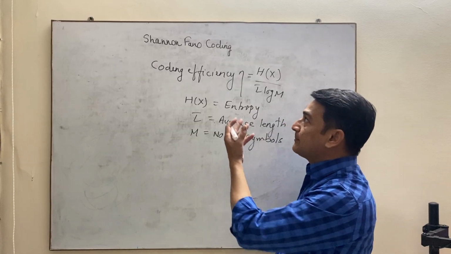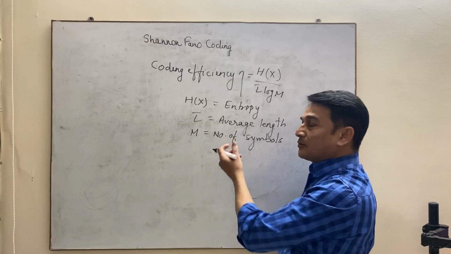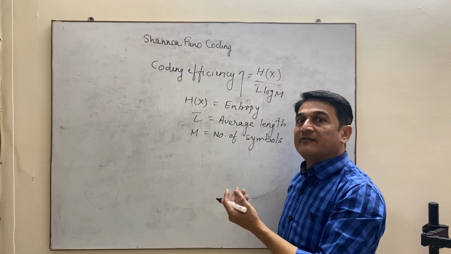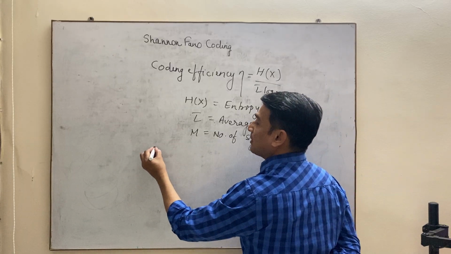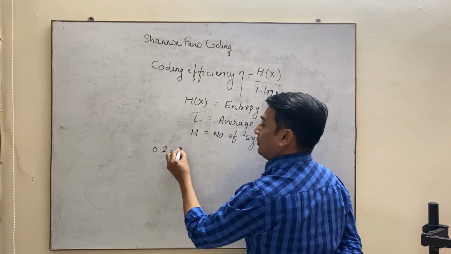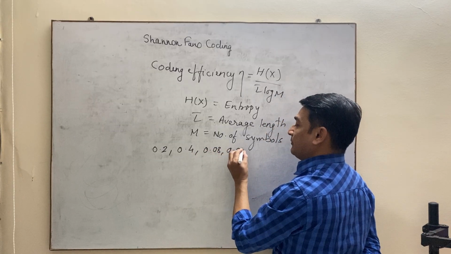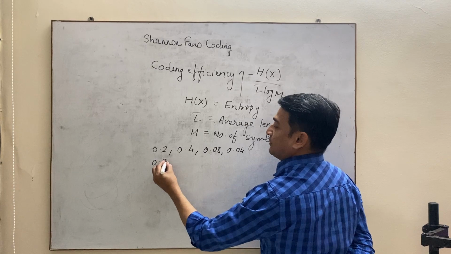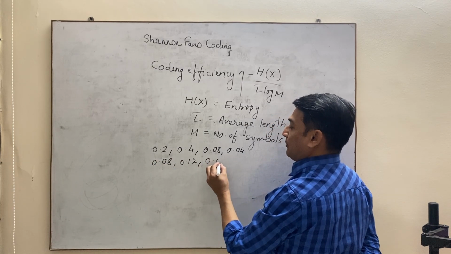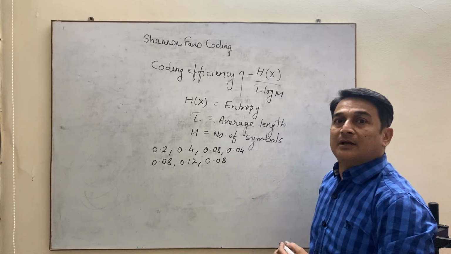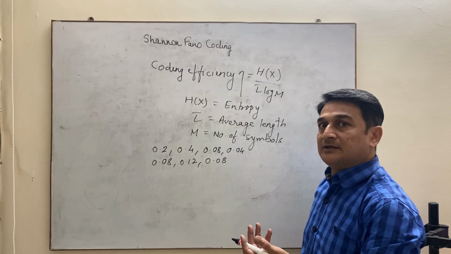To understand how Shannon Fano coding works and how we can calculate the codes of this method, we will take an example. Let us say a source transmits a few messages having probabilities 0.2, 0.4, 0.08, 0.04, 0.08, 0.12, 0.08. You have to calculate the coding efficiency for this method.